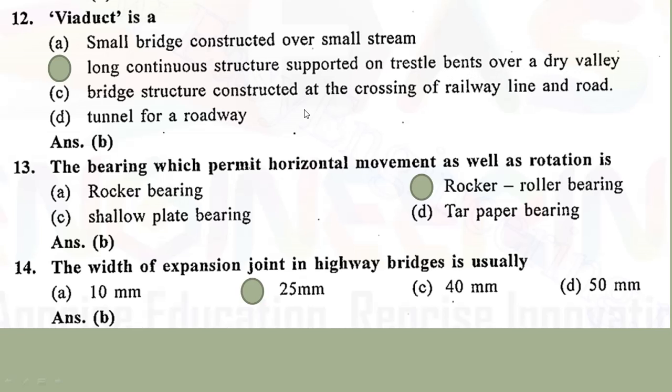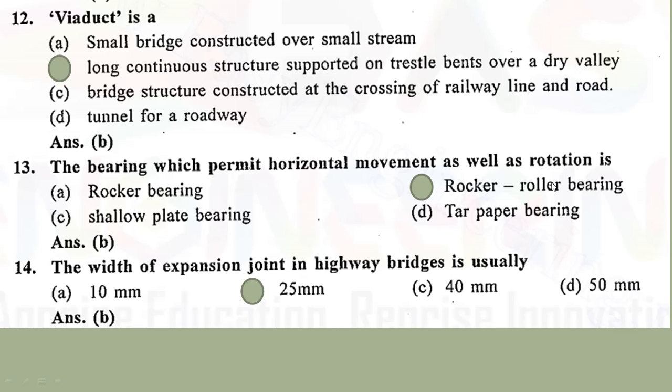The bearing which permits horizontal movement as well as rotation is called a rocker or roller bearing. So it will permit rotating movement. That bearing is called the rocker or roller bearing.